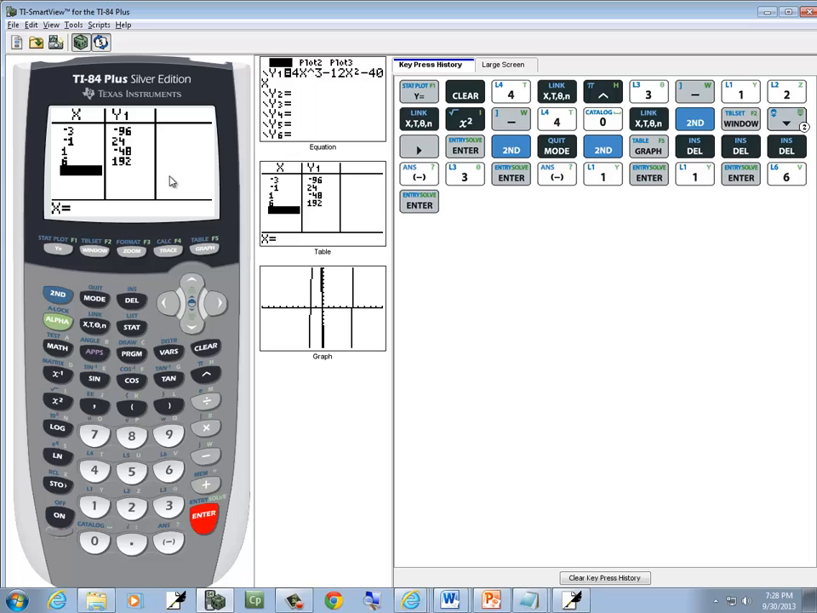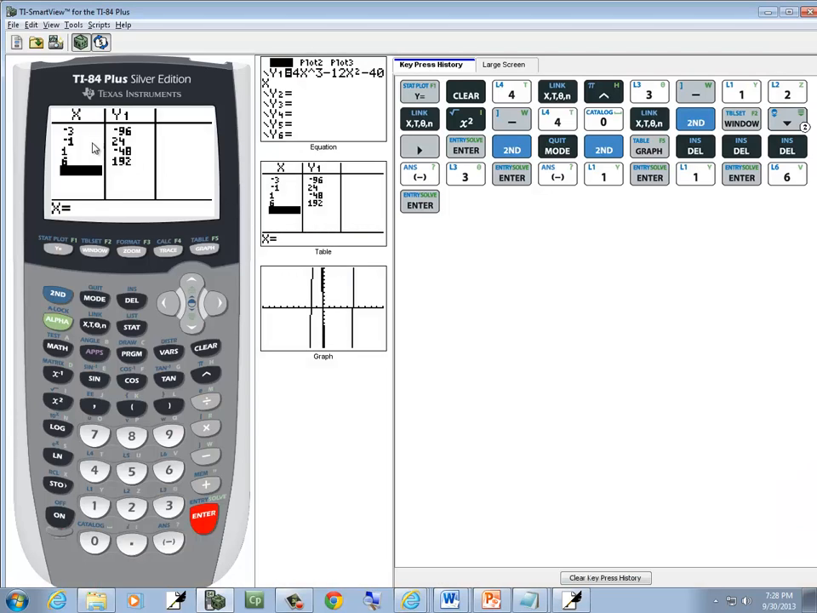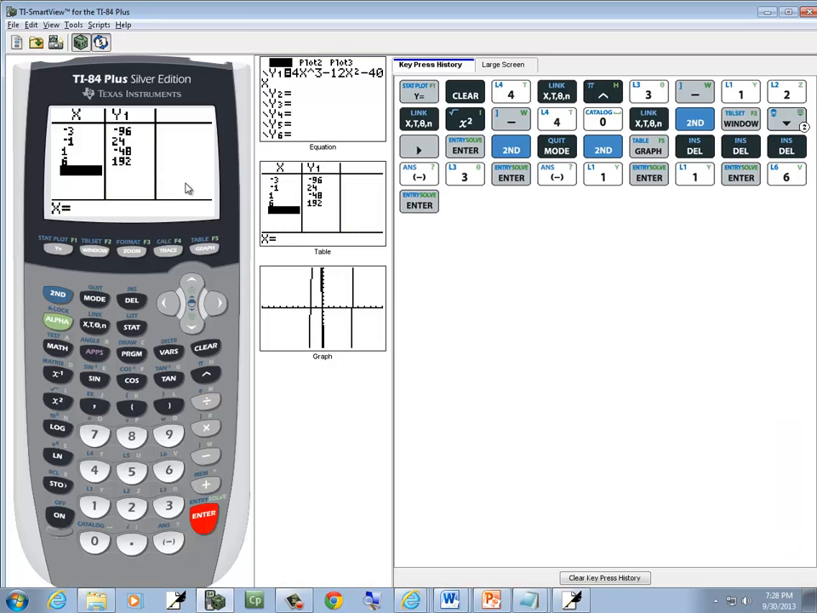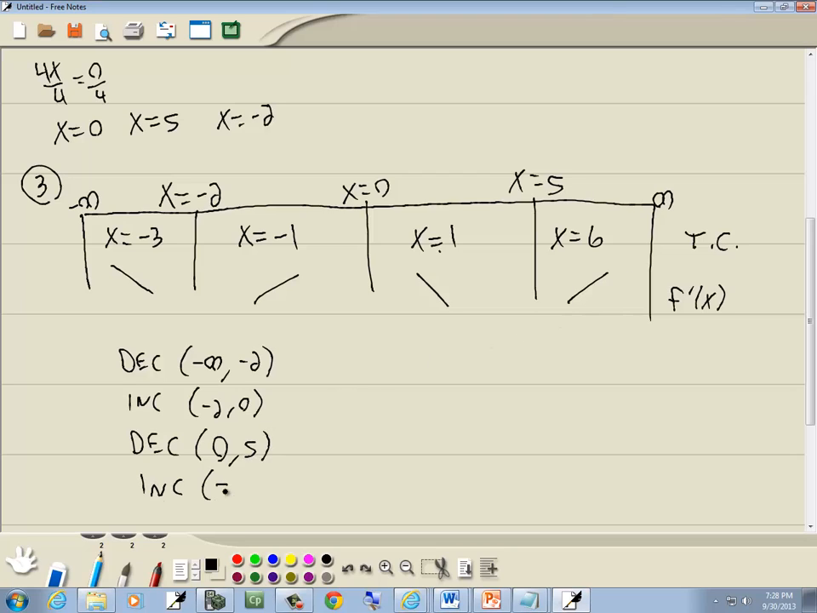Okay. Our first test case, negative 3, gave us a negative number. Negative means this is decreasing. The x equals negative 1 gave us a positive number. Positive means it's increasing. Our next test case, 1, gave us a negative, which means it's decreasing. Our 6 gave us a positive number, which means it's increasing. So this will be decreasing from negative infinity to negative 2. Then it's increasing from negative 2 to 0. Then it's decreasing from 0 to 5. And then it's increasing from 5 to infinity. And those are our answers.